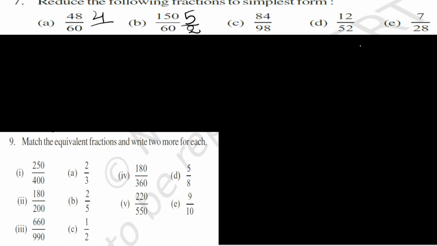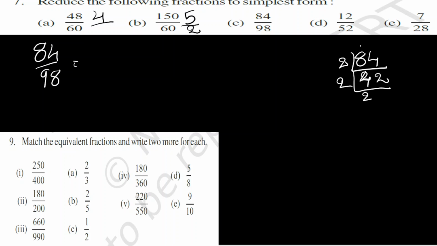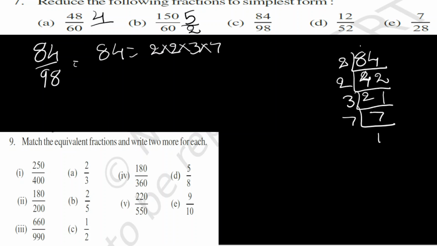84 by 98. Let's factorize this. 84 can be written as 2 times 42, 2 times 21, and 3 times 7, and 7 times 1. This 84 can be expressed as 2 into 2 into 3 into 7.